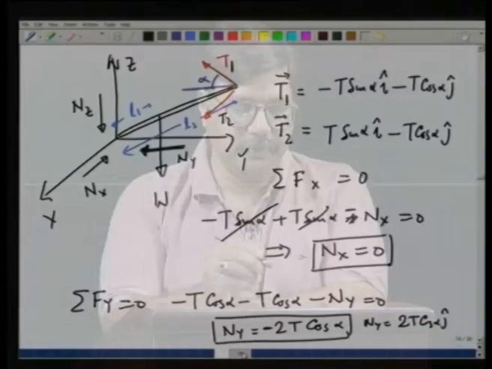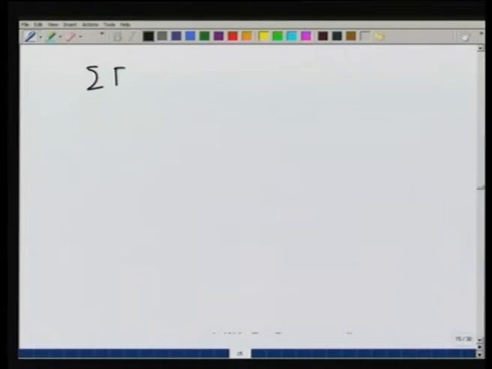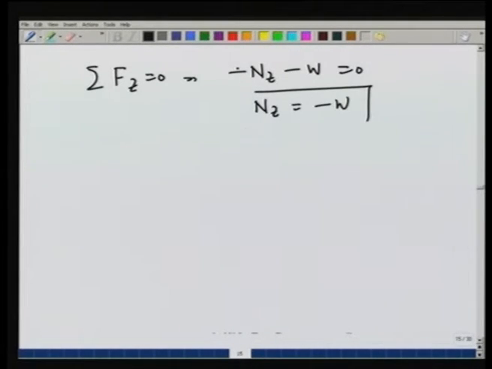The third condition, the summation of F_z equal to 0, gives minus n_z minus W is equal to 0, or n_z is equal to minus W, again showing that n_z is equal to W and in the direction opposite to what has been shown. Therefore, n_z is equal to W times k.